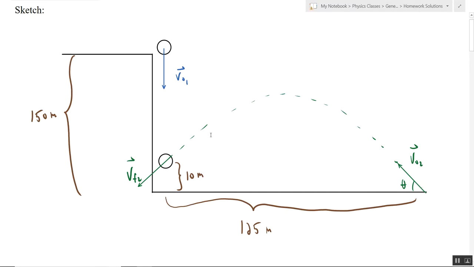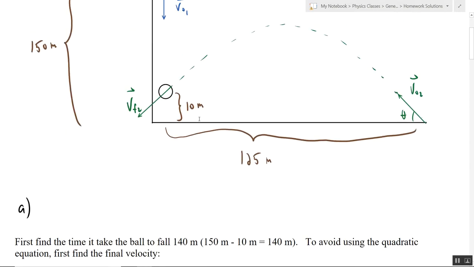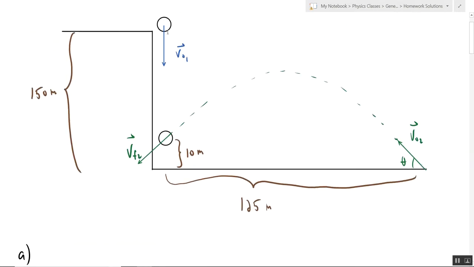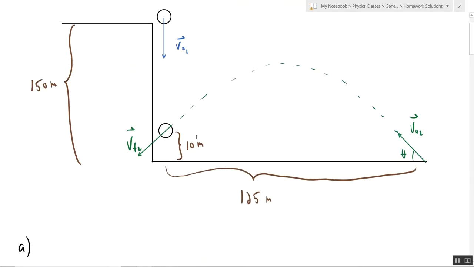Okay, so the first thing we want to do is figure out how long it takes the ball to fall to this point here, 10 meters above the ground. Because this projectile has to hit this ball in the same time. In other words, if this takes 5 seconds to fall, this projectile has to go from here to here in 5 seconds, right? That's the point.